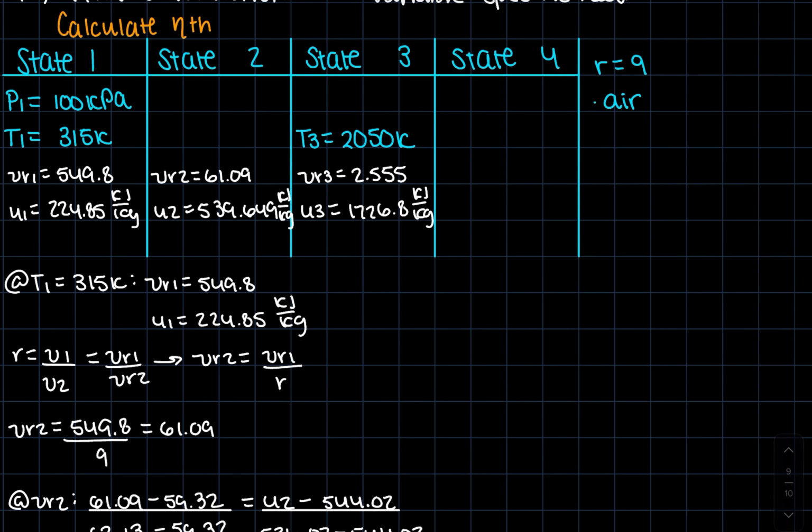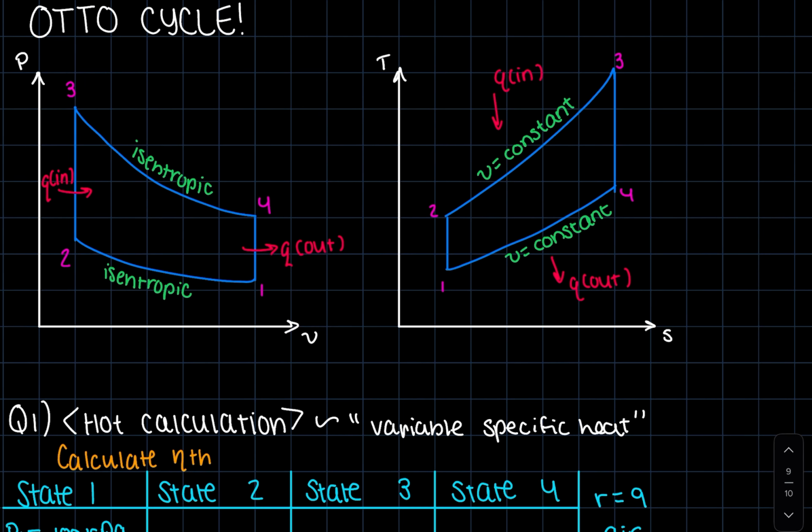Alright, and so as we can see, we have nothing for state 4 now. We do need to find this U value, so if we look at our PV diagram, we know that our compression ratio is equal to the specific volume at state 1 divided by the specific volume at state 2. Well, we can also see that V4 and V1 are equal, or constant, you could say, and 2 and 3 has a constant specific volume as well.